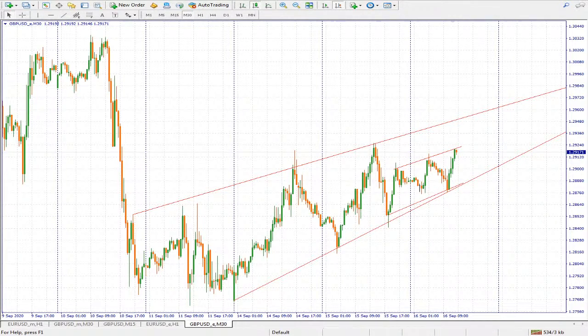As it is now, we still expect a continuation upwards. Expect price to proceed upwards up to the trend line which you have at the very top. That will be the correct place to look for a sell from.